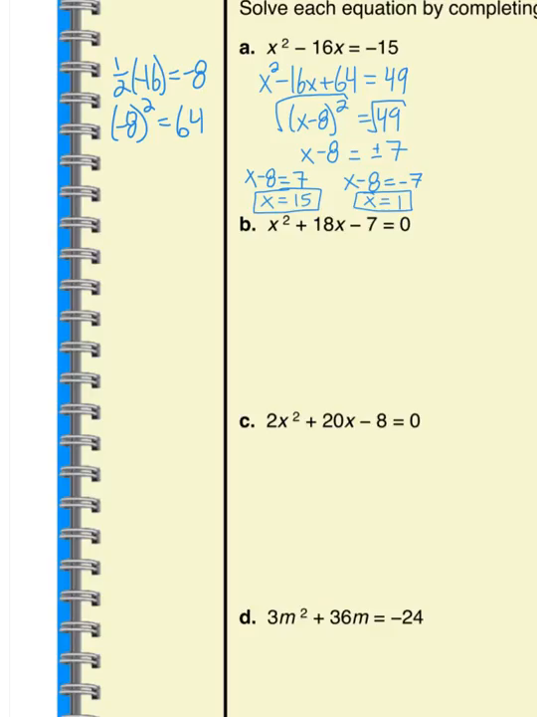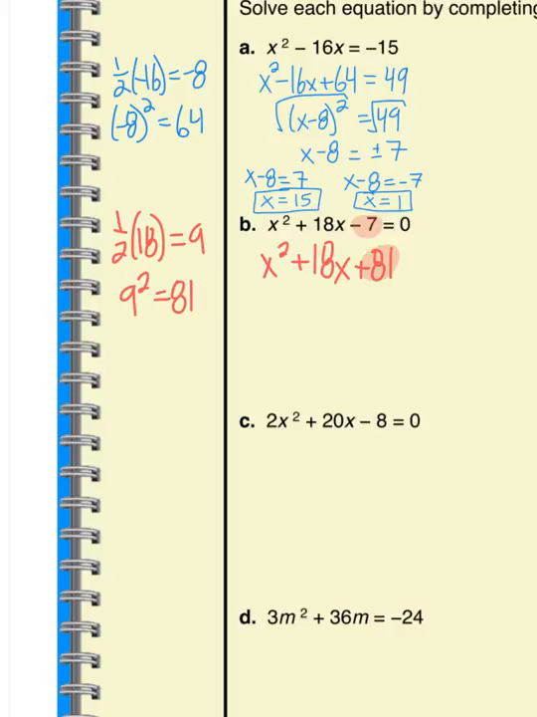Part B, I'm going to do the same thing. I'm going to complete the square over on the side here so that I have room to write. So my B term is 18. I have 1/2 of 18 is 9, and 9 squared is 81. So I want to make this side x squared plus 18x plus 81. Now to get from -7 to 81, I had to add 88. So I'm putting 88 over here.